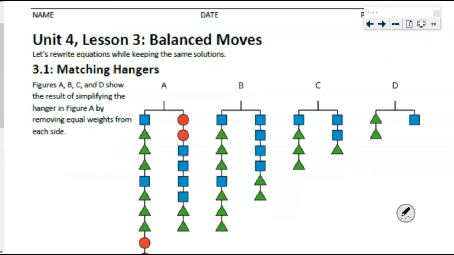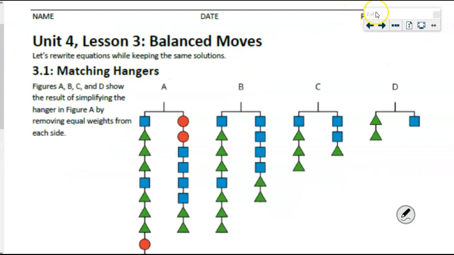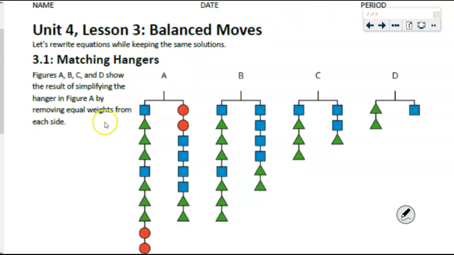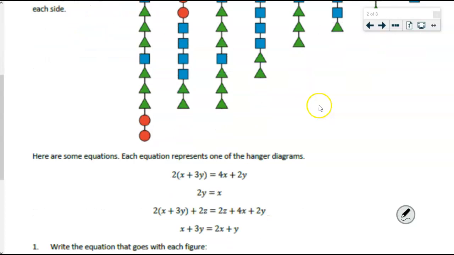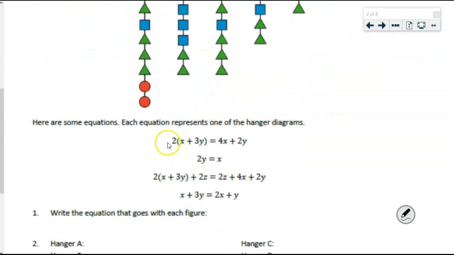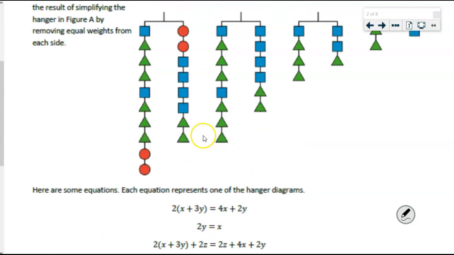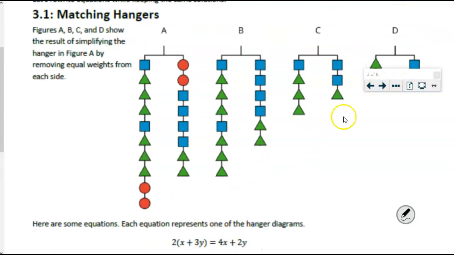All right, we are back to some balanced hangers, just like we've seen in previous lessons. But what we see here is hanger A, and then B, and then C, and then D. They all represent the same balanced hanger at different stages of simplifying. So I want you to follow along and see what's happening. What's the transition from A to B, then from B to C, then from C to D. And as you're doing that, we also have these equations. These equations each represent the different hangers, the same equation in different stages of that simplifying.